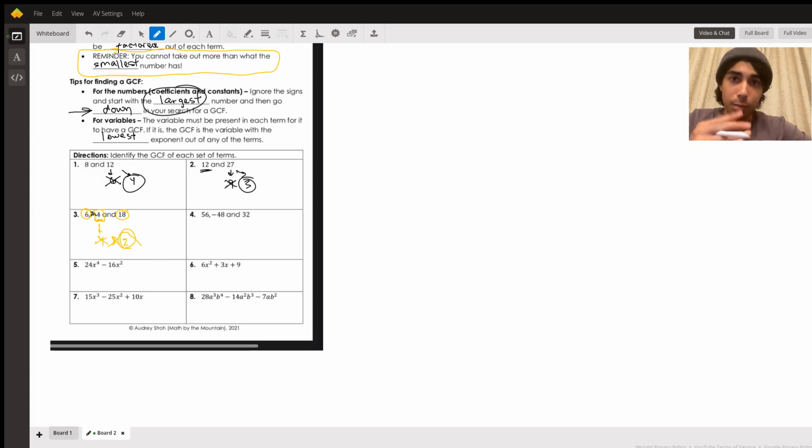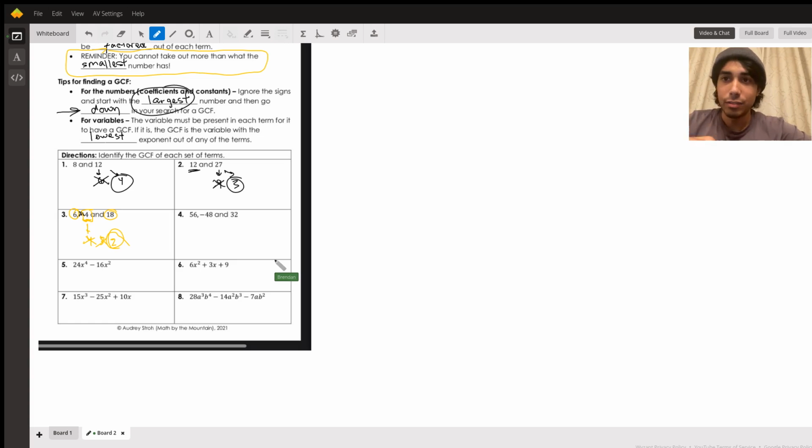All right, so this is going to help you get good at division and multiplication if you're not there yet. All right, next one here: 56, negative 48, and 32. So again, we're not worried about these negatives. We're only worried about the largest number that goes into each one of these, right? All right, so think about the largest number that goes into 32.